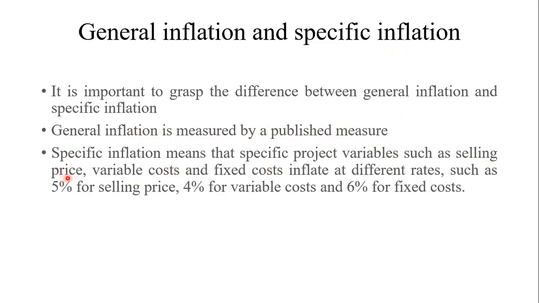So selling price can be given to you for, let's say, year 1, and then you'll be told that selling price is going to increase or will be inflated by a certain percentage for the next 3 or 4 years. So year on year, you apply this specific inflation to just the selling price. You may have a specific inflation for variable cost, fixed costs, and so on and so forth.